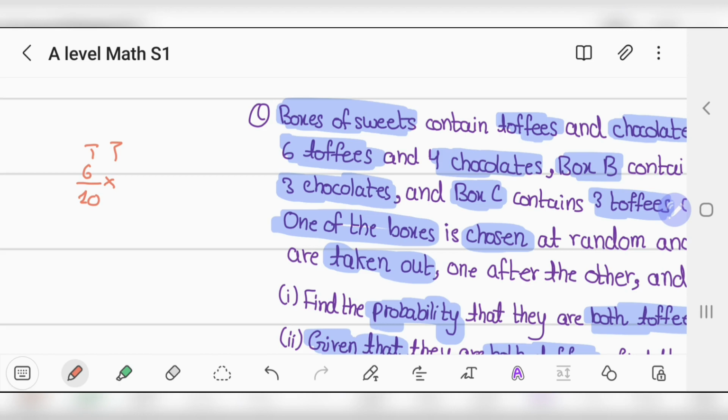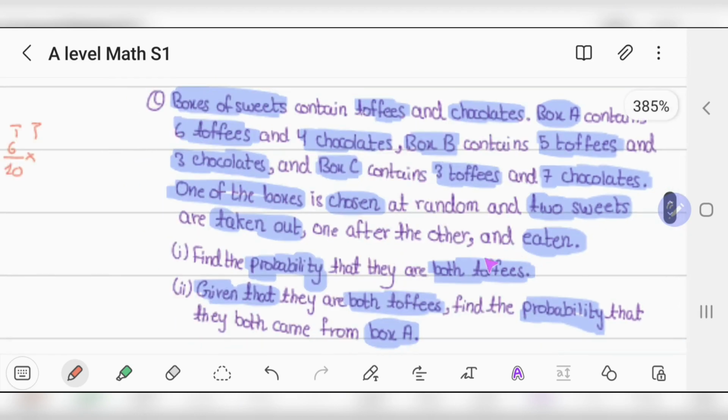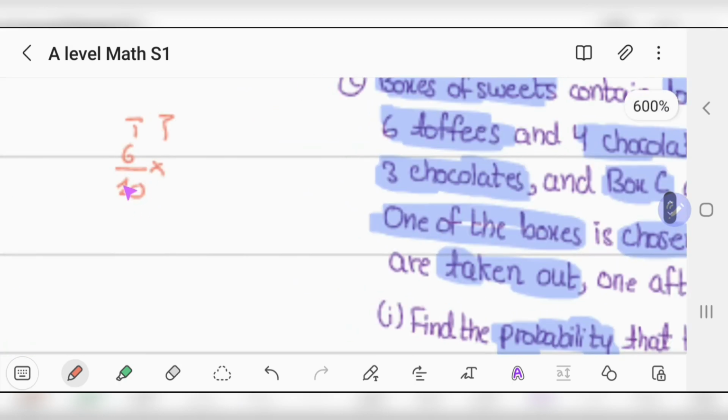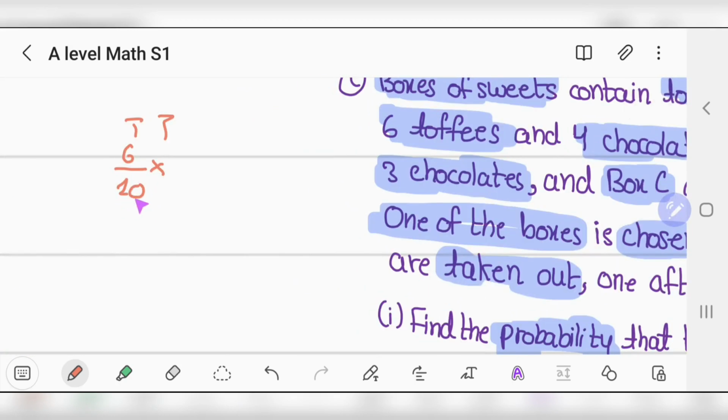But if you have been told that the sweets have been taken out with replacement, then the total would not be affected, right? Because you are taking the toffee and eating it, but you are replacing it as well. So it's with replacement, and there's no change in the total. Right here it says one after the other and eaten, which means it is without replacement. There's no replacement, so the total 10 would be changed to 9, right?